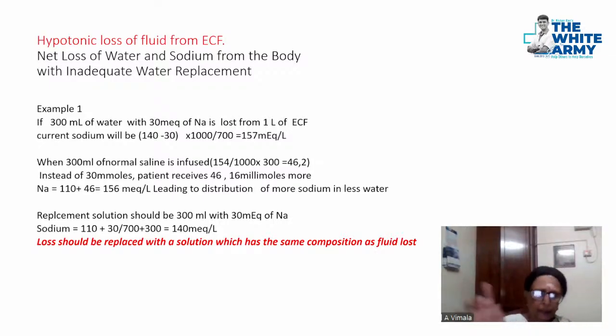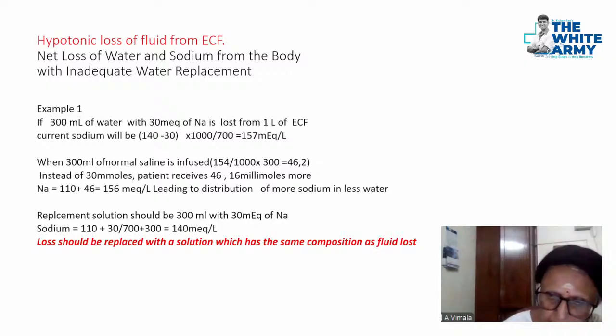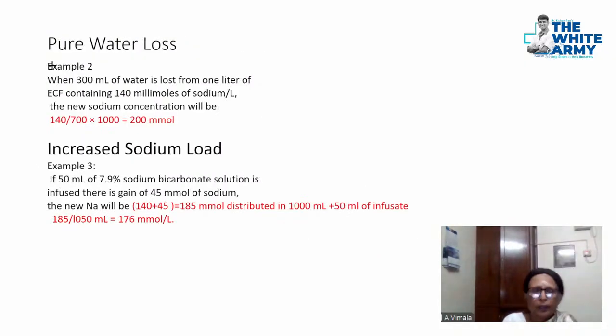So, sorry, I had a call from the hospital. The replacement solution is 300 ml with 30 milliequivalents, which is 16 milliequivalents less than normal saline. That should be the ideal fluid. So the bottom line is loss should be replaced with a solution which has the same composition as the fluid that is lost. Otherwise, it can result in hypernatremia.